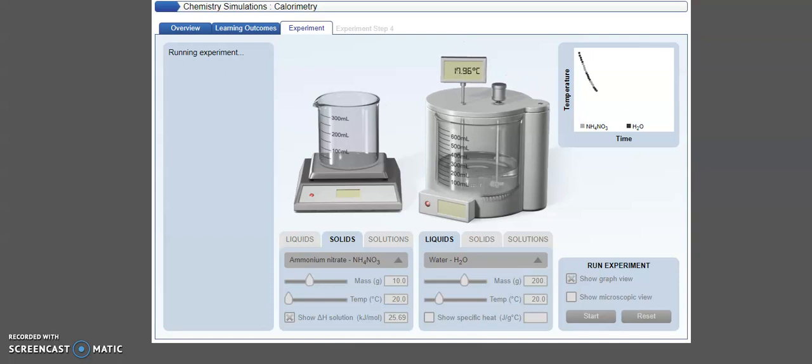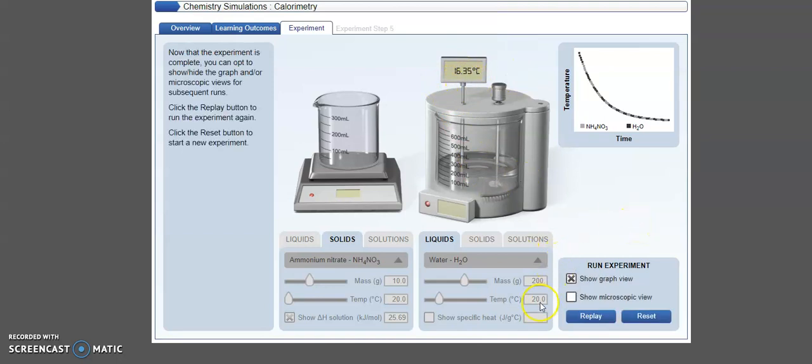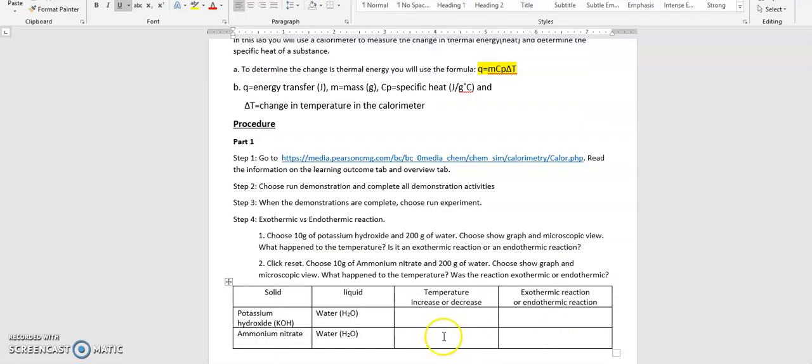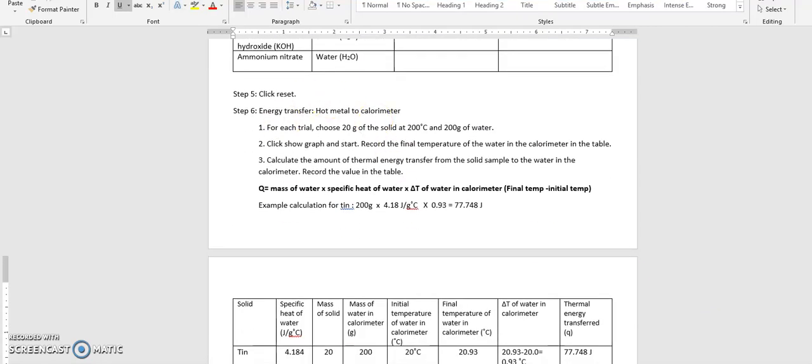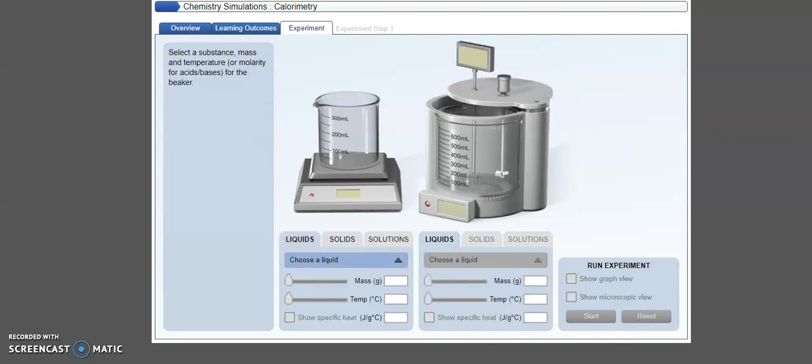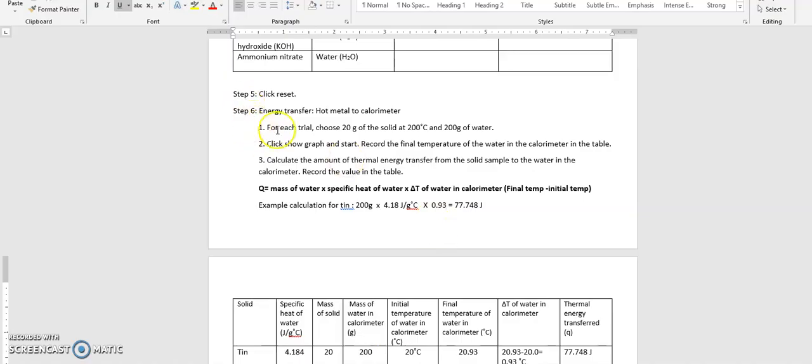So now we can see here that our temperature is decreasing. But we're going to go ahead and let this finish running. You can also see we started at 20 degrees Celsius in this water. And now we're at 16.35. So you'd write up here that we decreased and then write down whether that's exo or endothermic. Okay, then we're going to hit reset. Now we're going to run the second part.